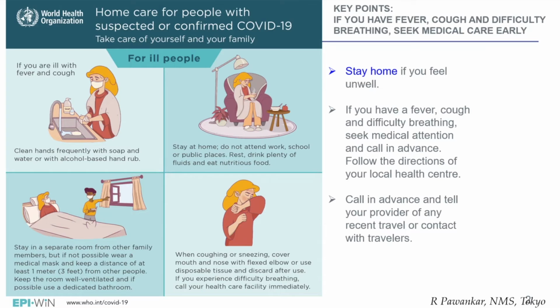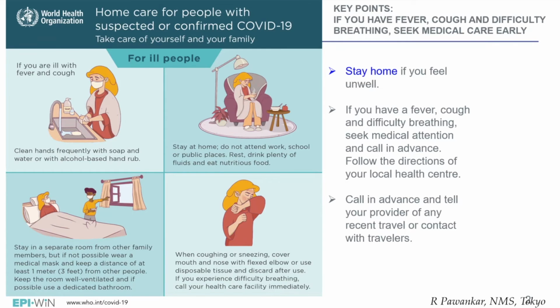So if you're a person who is sick, what would you do? If you're ill with fever and cough, you clean your hands with alcohol and with soap and water. You stay in a room that is separate from others so that you're preventing others from being infected. The room should be well ventilated. And generally, whoever visits you, the family members, should try to keep a distance of about 1 meter away from you. And make sure you wear a mask.